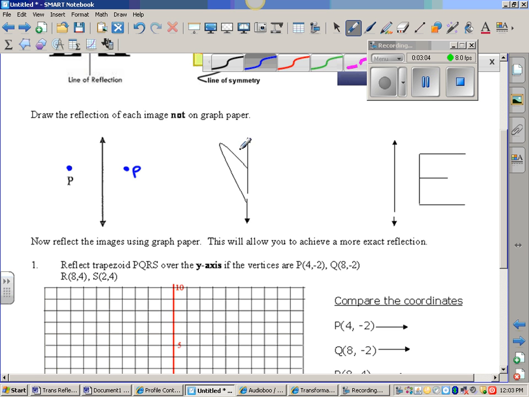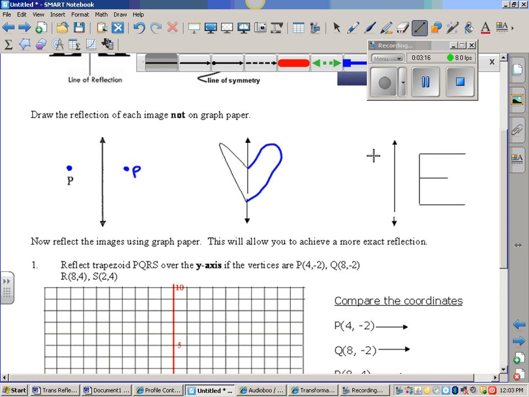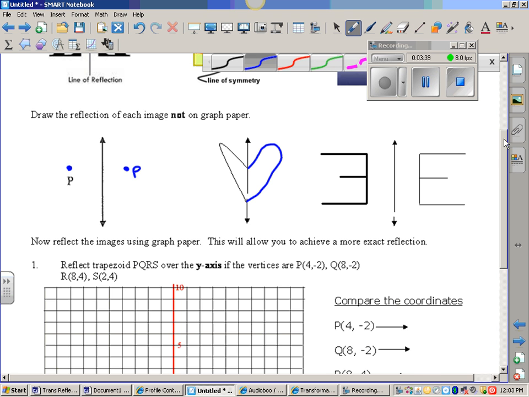Here's half of a heart. When it's reflected over the line of symmetry, you try to draw the best you can, and you end up with a heart. And then the E, I'm going to use a straight line for that one. Try to make it the same distance away from your line of symmetry, and you need to keep the shape the same. So the top and bottom lines need to be the longest. They need to be equal to each other. And then you end up with a shorter one in the center. That's how you reflect without graph paper.